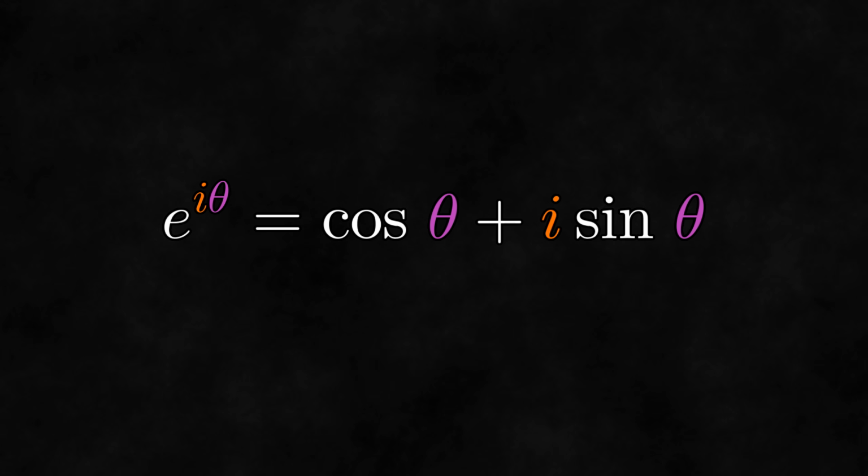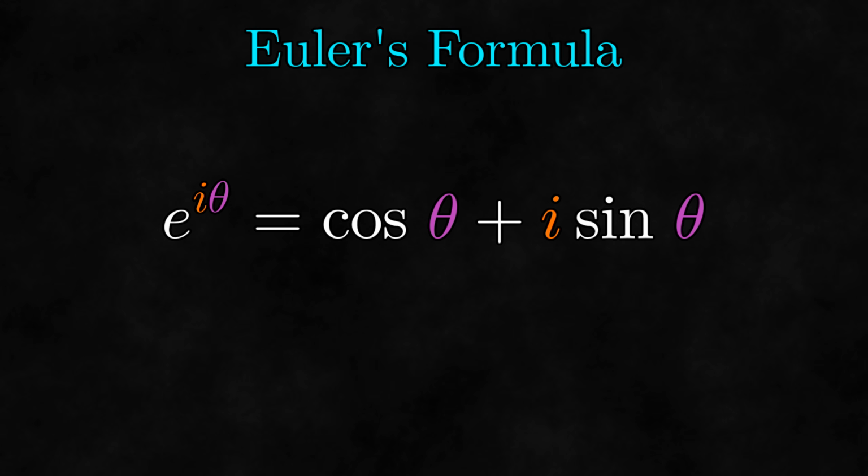This formula is called Euler's formula. Again, it is only valid when using radians. Using this formula, we can calculate any complex exponential we wish, and as a result, we can calculate rotations by any angle.